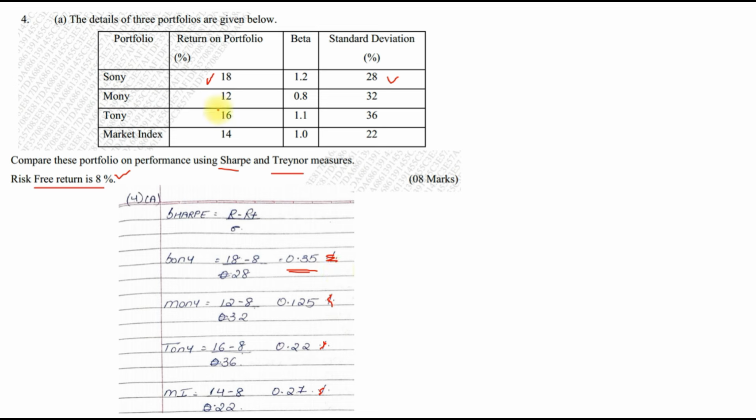Okay, same way for Moni, it will be 12 minus 8 upon 32. Then for Tony, 16 minus 8 upon 36. And for market index, 14 minus 8 upon 22. So the values that we got are 0.35, 0.125, 0.22, and 0.27. So as per Sharpe's measure, the portfolio of Sony is way better than the others.